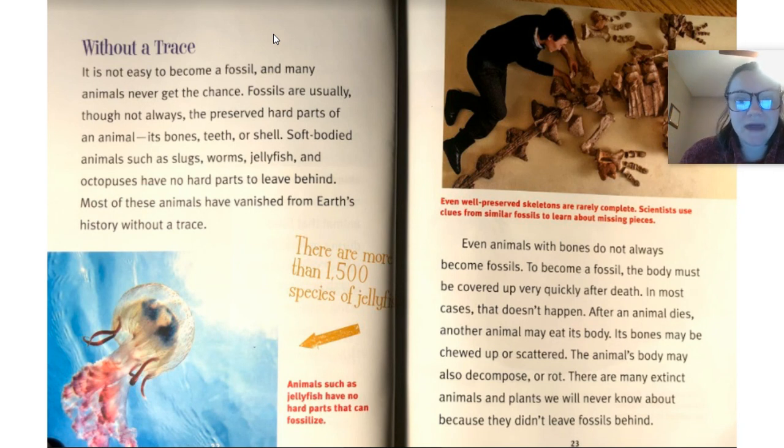Point to the two captions at the bottom. There is one here in orange and one in red. I'll start with the one at the top. There are more than 1,500 species of jellyfish. Wow. Animals such as jellyfish have no hard parts that can fossilize.